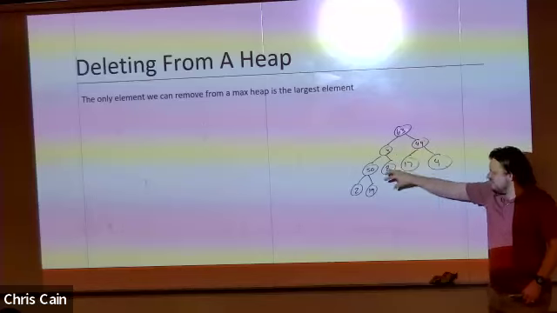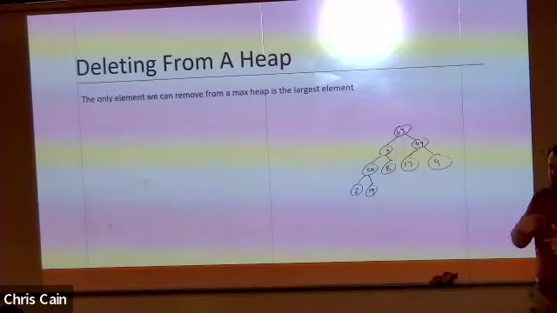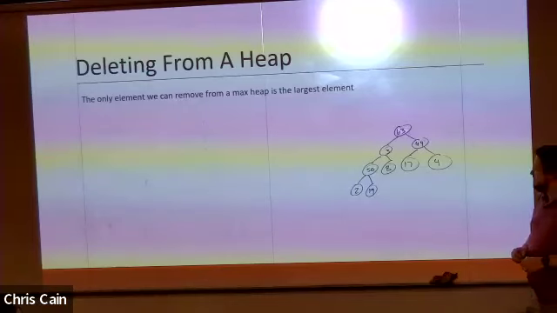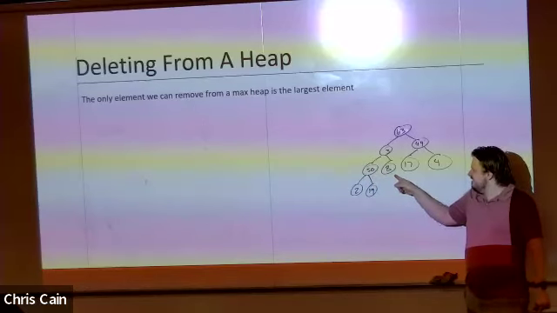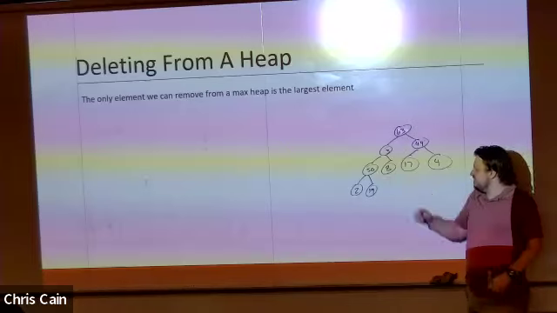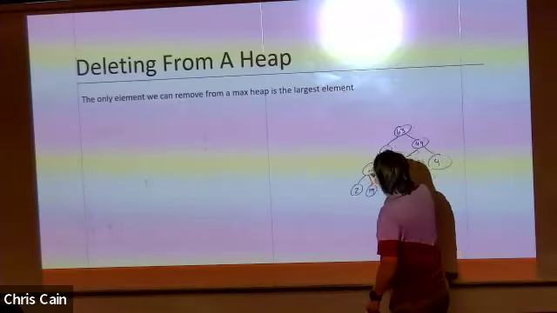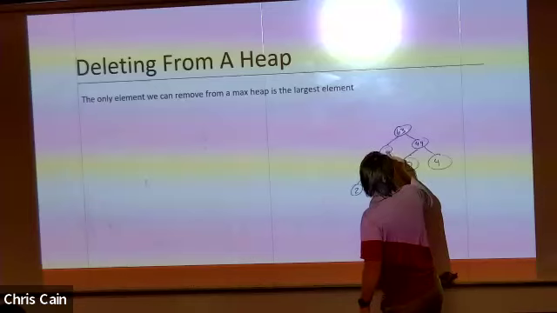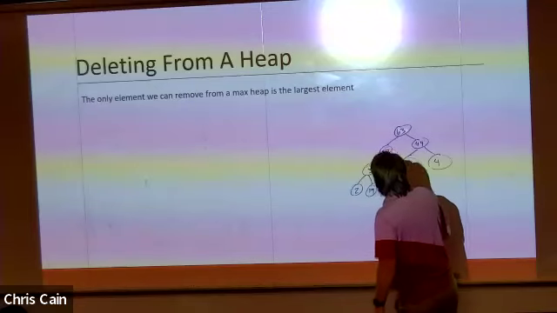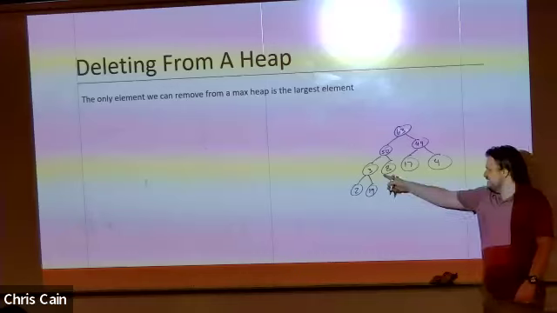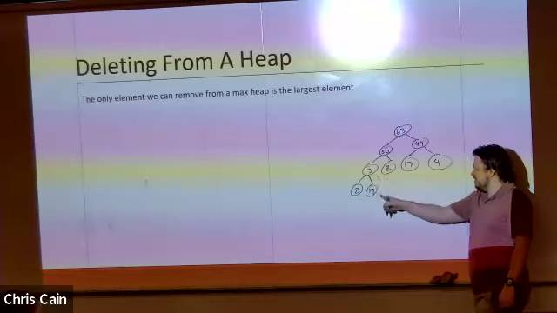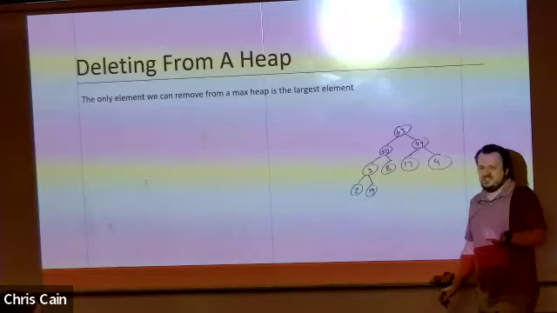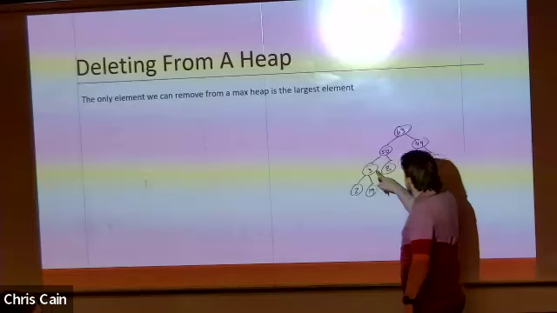We're slowly bumping the 3 down and replacing it with something that's going to make everything above it look like a legal heap. So comparing the 3 to its children, which one is larger, and is the largest child larger than it? 50 is the largest child and 50 is larger than 3, so we're going to swap. Recursing, is 3's largest child larger than it? 3's largest child is 19, 19 is larger than 3, so we're going to swap.